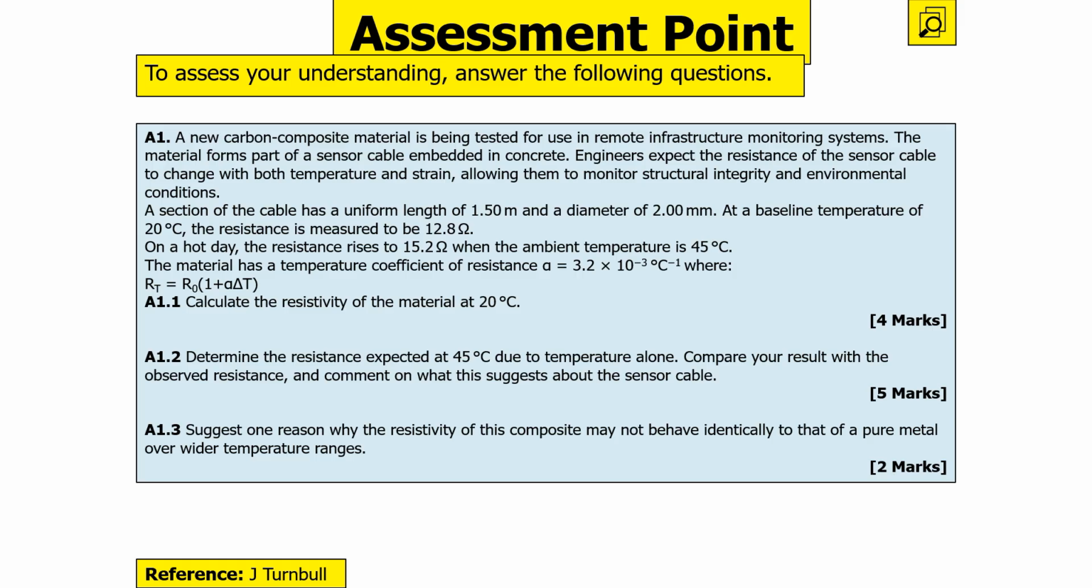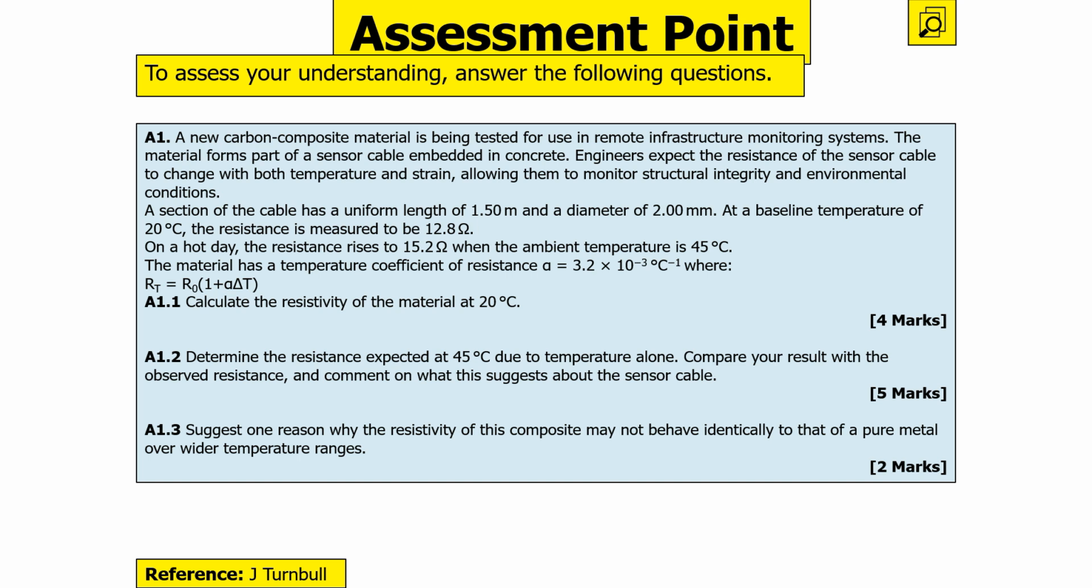The material has a temperature coefficient of resistance alpha, which is equal to 3.2 times 10 to the minus 3 Celsius to the minus 1, where we know that the resistance at a certain temperature is equal to the baseline resistance times 1 plus the temperature coefficient times the change in temperature. Now again, this equation isn't given to you or expected to be learnt in your exam, but you can use it because they've given it to you in this question.